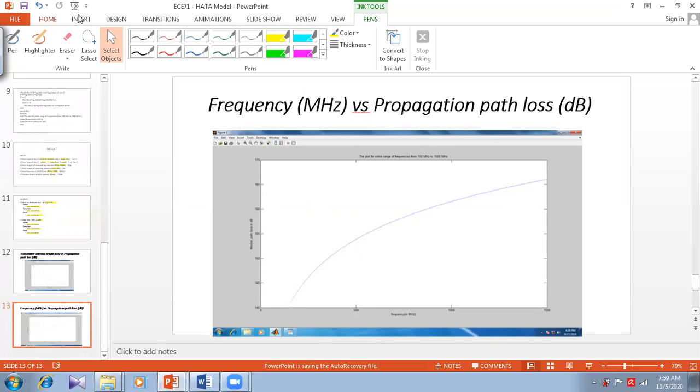I hope you all have understood the logic behind coding this and an overall idea of what the Okumura model is. I mean the Hata model.